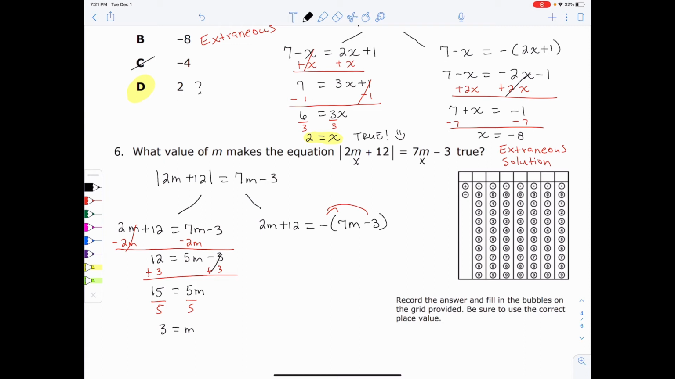Okay, I could do a quick mental check. Let's see. 2 times 3 is 6. 6 plus 12 is 18. And the absolute value of 18 is 18. So that would give me 18 on the left. All right, 7 times 3 is 21. And 21 minus 3 is 18. So my brain is telling me that 3 is probably the correct answer. But just to be safe, let me graph it on decimals.